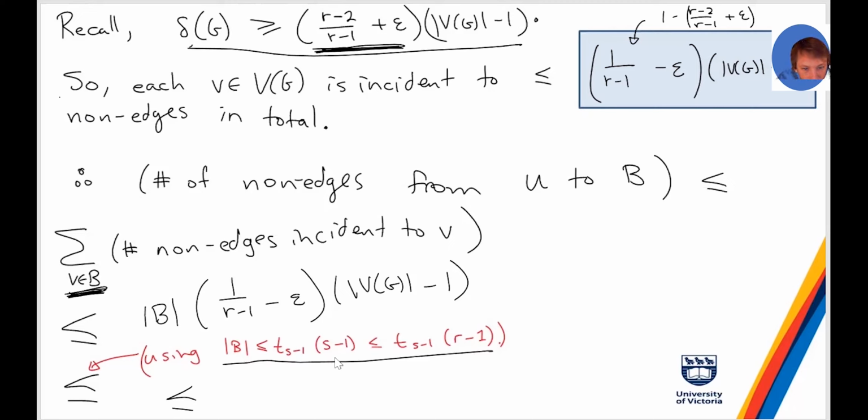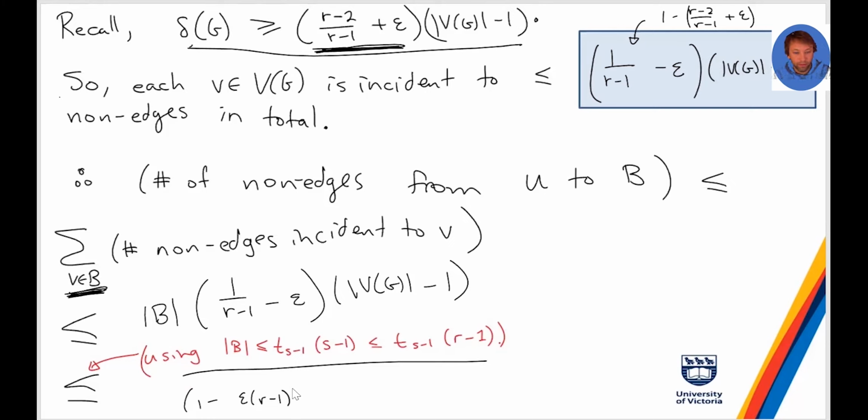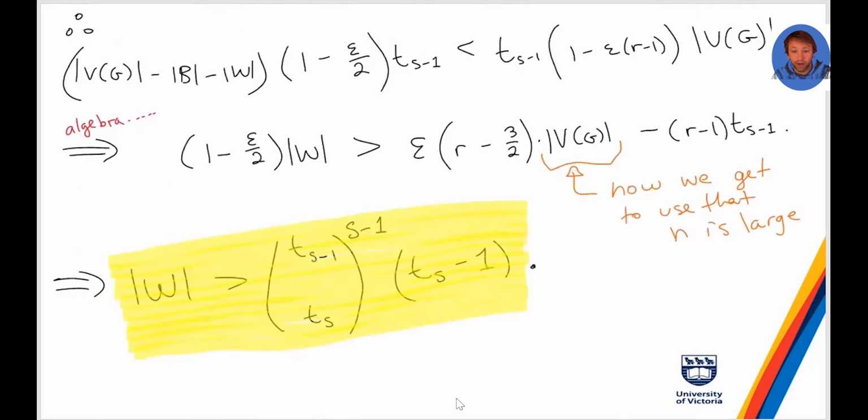Let's see, the size of B is at most T_{s-1} times (s-1). In fact, it's equal to that, right? Every part has size T_{s-1}, and there are s-1 parts. And s is at most r, so this is then at most (1 - epsilon) r - 1 times T_{s-1}, times the number of vertices in G minus 1.